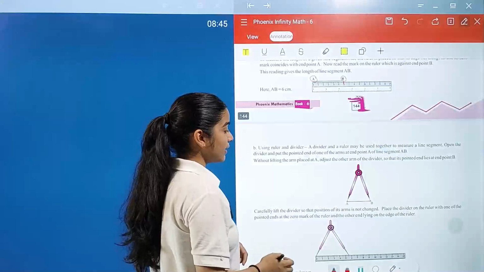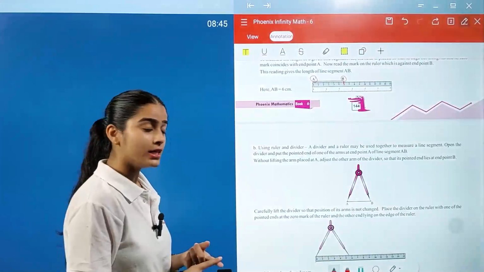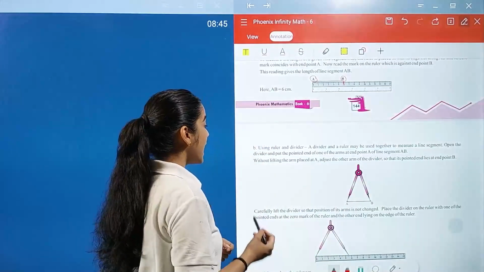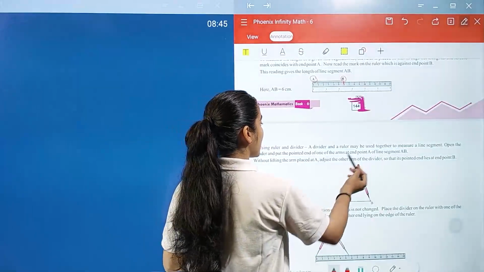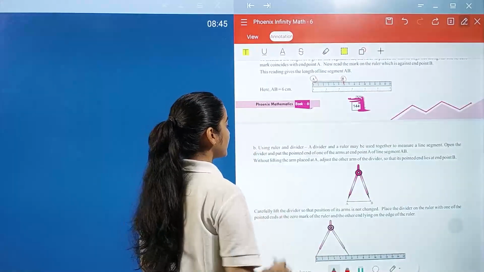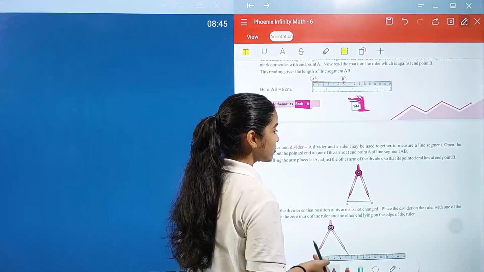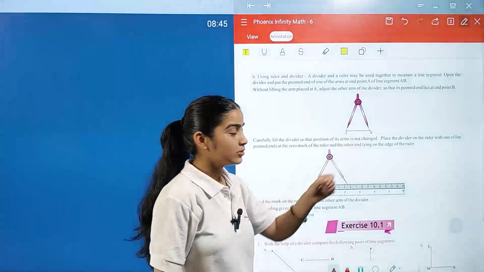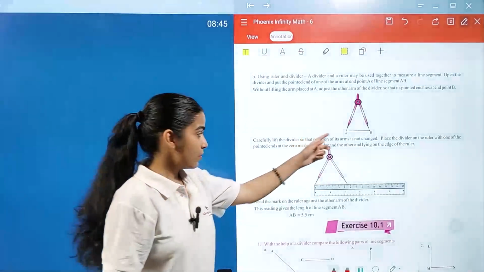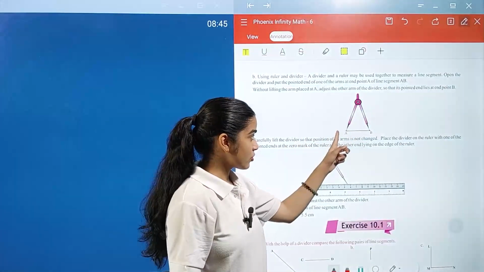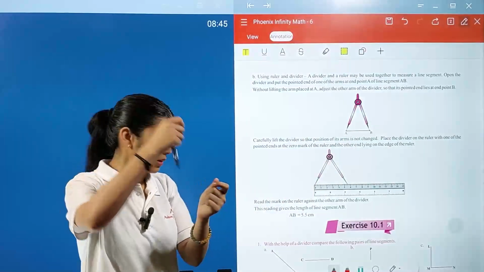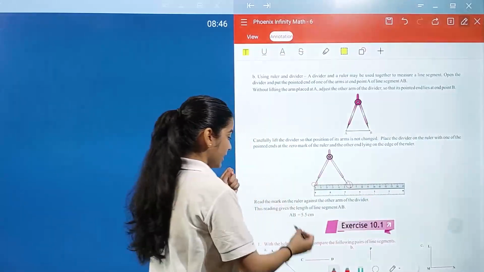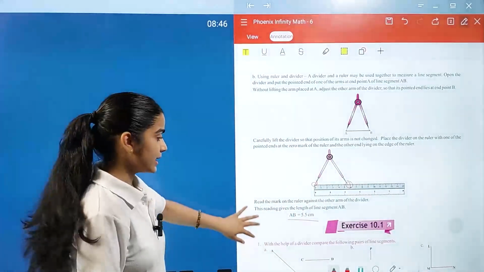Now using a ruler and divider. Now we are using both things, the divider as well as the ruler. So a divider and a ruler may be used together to measure a line segment. Open the divider and put the pointed end of one of the arms on point A of line segment AB. Without lifting the arm placed at A, adjust the other arm of the divider so that its pointed end lies at end point B. Now you have to measure this opening with the help of your ruler. You measured AB with the divider, and this much is the opening. Now you have to put it from 0 and see where it ends. So it ends at 5.5. It means the AB measurement is 5.5 centimeter.